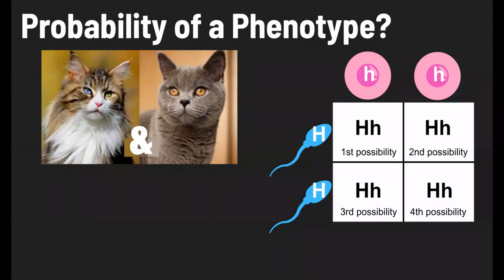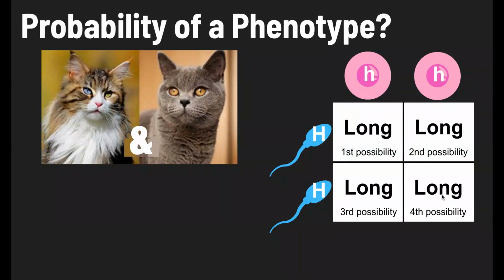So notice all 4 offspring in our Punnett square have a capital H, and because that capital H for long hair is dominant, anytime you see that capital H, you know that offspring will have long hair. So this offspring would have long hair, this one would have long hair, this one would have long hair, and this one would have long hair. So all of the offspring would have long hair.